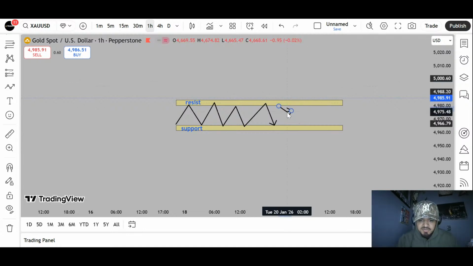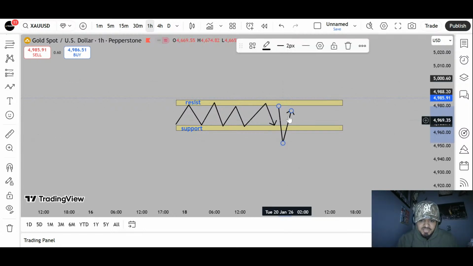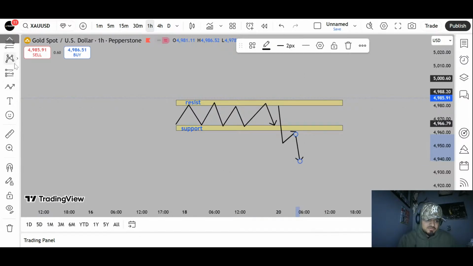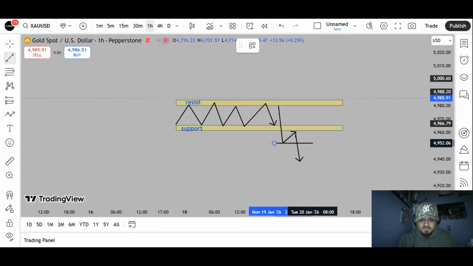Or same thing down here. If it breaks out of this area, right? We wait for this pullback right here and a continuation past this level right here. Once price can break that level, then you're safe to sell. But other than that, there's nothing else.